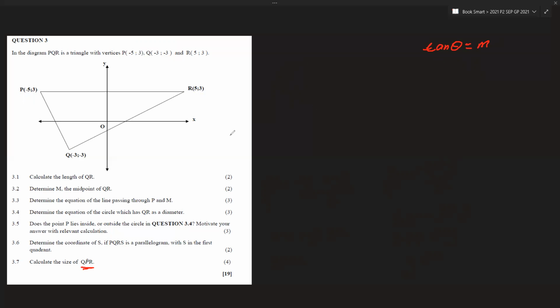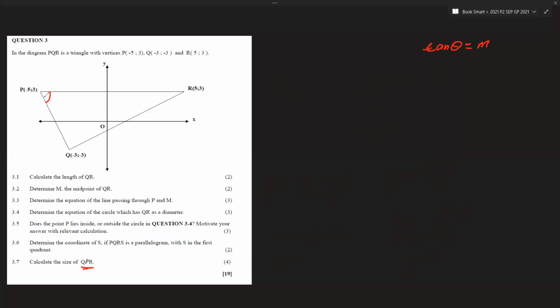But now I have to plan first before I even start. So let's check. The angle that I'm looking for is Q, P, and R. So I'm looking for that angle there. Right. Awesome.